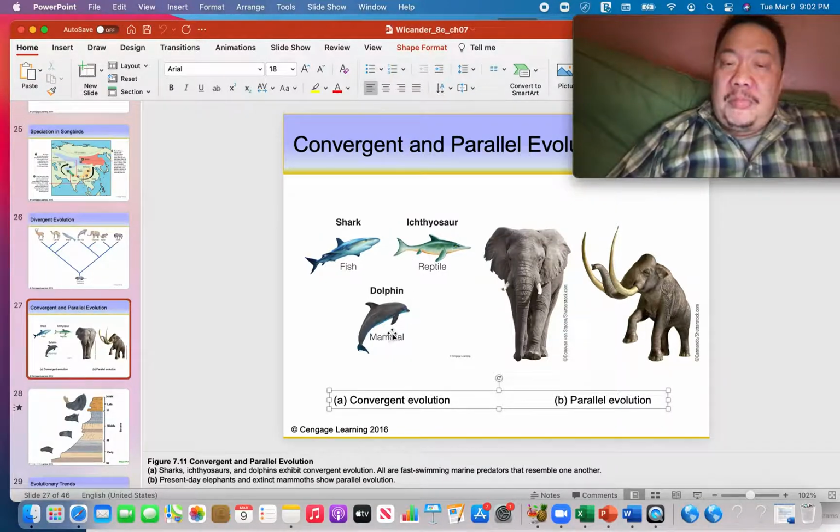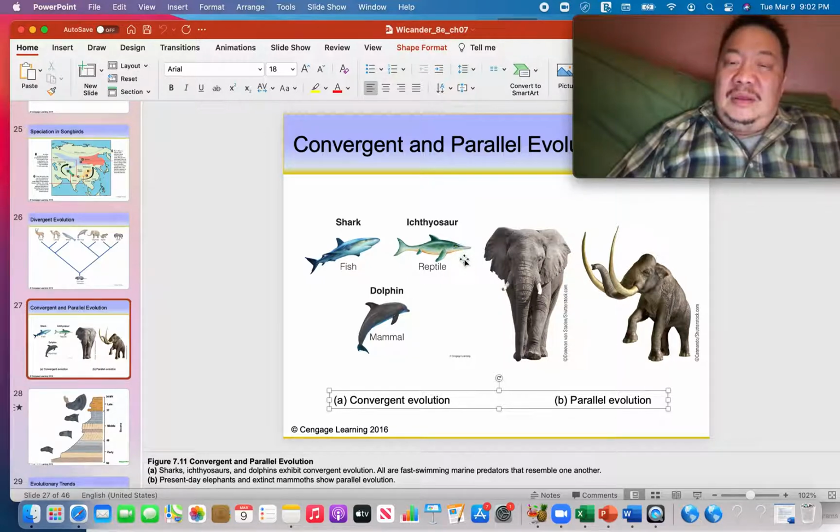You already know what a dolphin is. It's a mammal. It breathes through lungs, not through gills. Sharks are a type of fish. Ichthyosaurs, this is a marine reptile that lived during the Mesozoic, during the time of the dinosaurs. We'll talk more about them later.